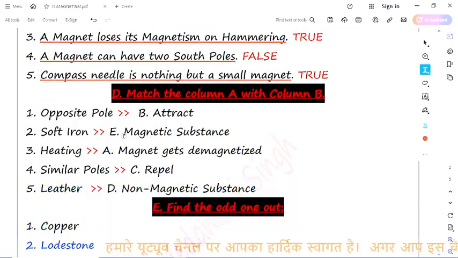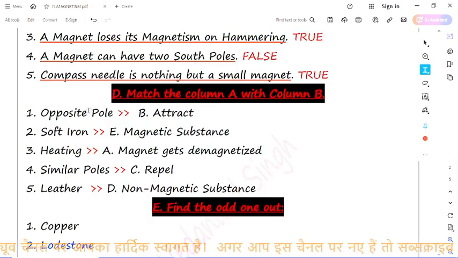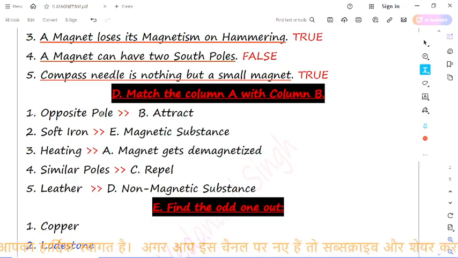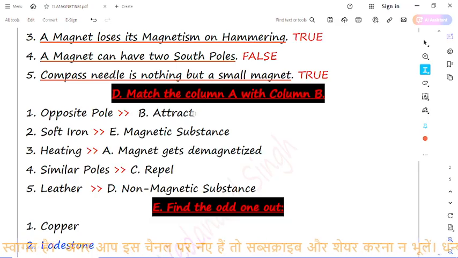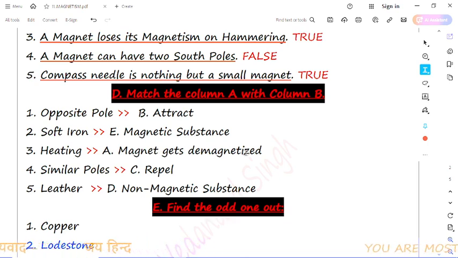Now the next is we have to match the columns. Here what we have done is written the answer in front of the question. The first is opposite poles, meaning they attract each other. Soft iron, the E option, would be magnetic substances. Now heating, the option would be A, and a magnet gets demagnetized. Now the next is similar poles, C, repel each other.